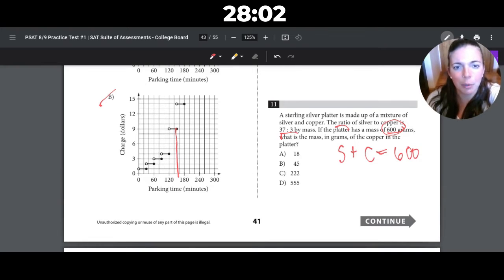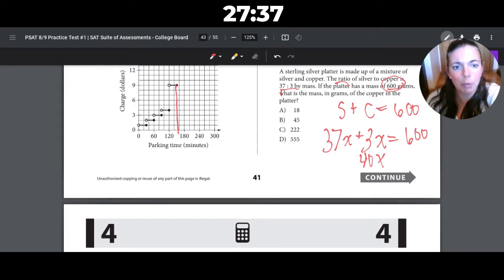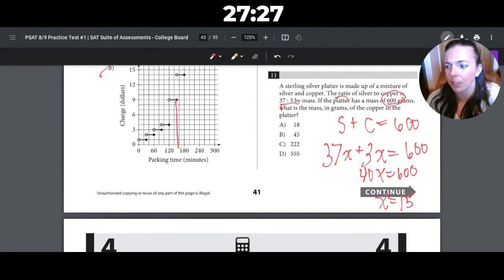So what we know about them is their ratio. So when you have a ratio given and you need to know a total, essentially what you do is you break down the ratio. So silver is 37, and then we're going to multiply it by some number, plus the copper is 3, and multiply that by the same multiple, whatever we multiply by, that'll give us an equivalent ratio, and that has to equal 600. So I can combine like terms and get 40x equals 600, and when I divide by 40, I'm going to get x equals 15, I believe. Yep, so you can just plug that right in your calculator.